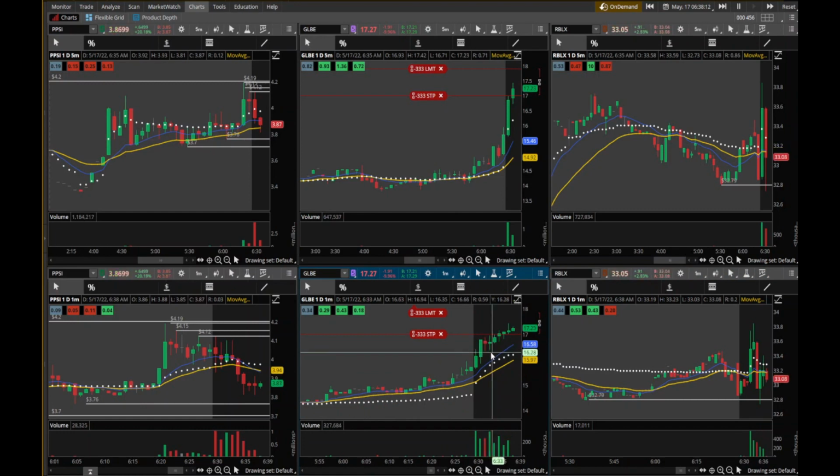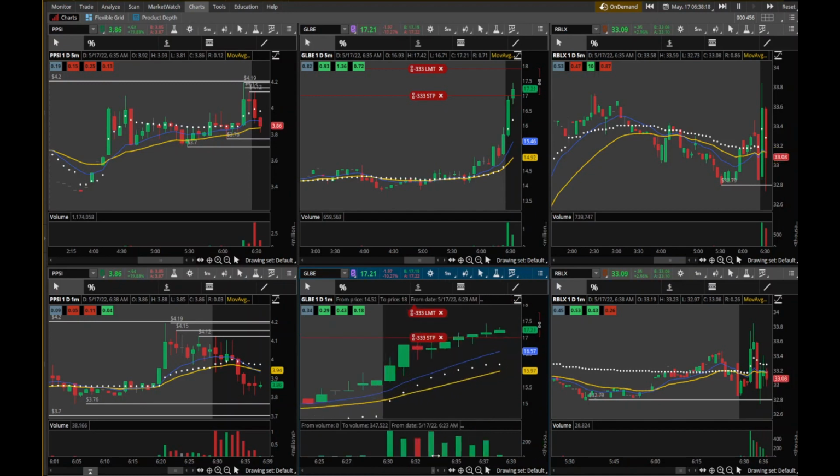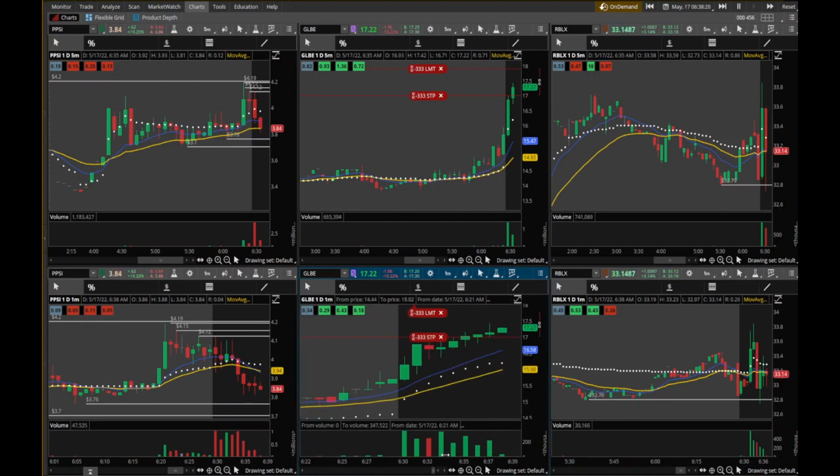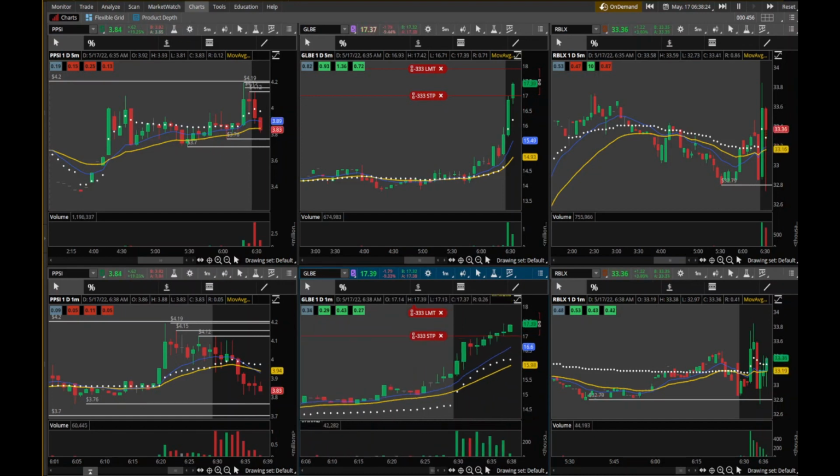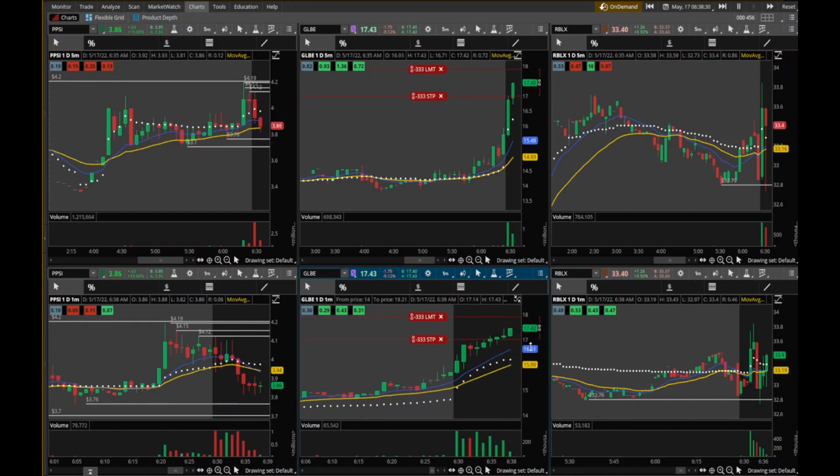See how in each of these candles the low has been holding? So if we can see a continuation of that, then I should be okay here. There's my target up around $18.